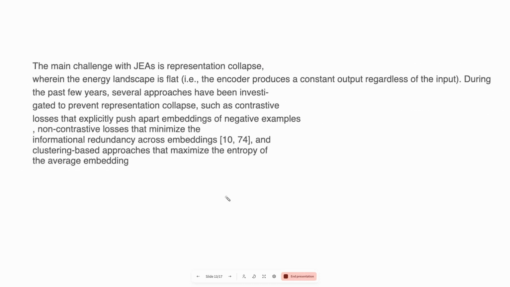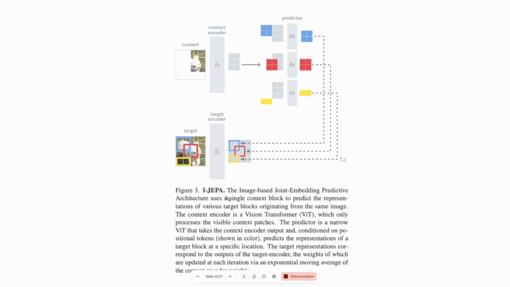Let me actually show one image. I think if we look at this image, it gives us a good understanding, and then we can go back to the slides. So this is how it works, right? This is one of your images in the training set. You're basically selecting one of the blocks, which acts as the context. You run it through a transformer architecture. Again, the predictor, the encoder, and the target encoder, all three are transformers.